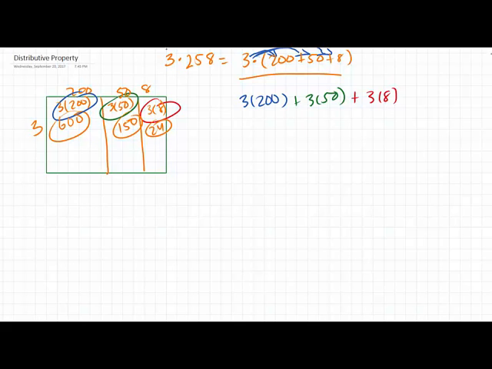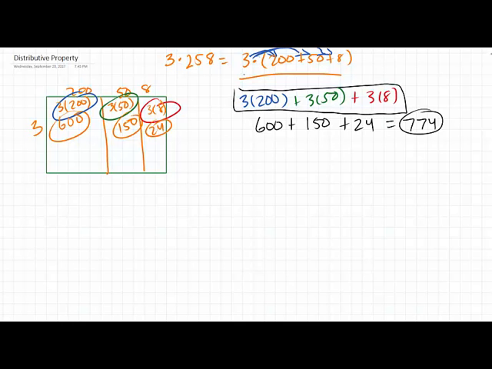Okay, so once we do that, we just go ahead and find the values. So we're going to have 3 times 200, which is 600, plus 3 times 50, which is 150, and 3 times 8, which is 24. Add that up, 750, we'll get 774. Okay, so that's really the distributive property. This is the step that happens. We're distributing this 3.